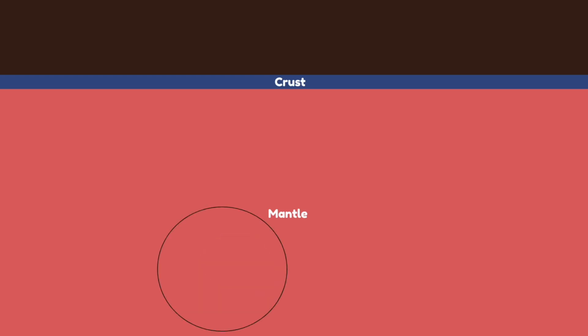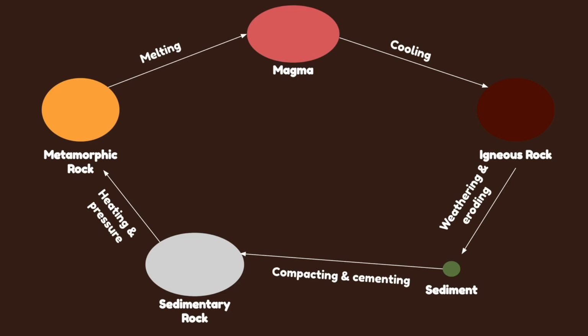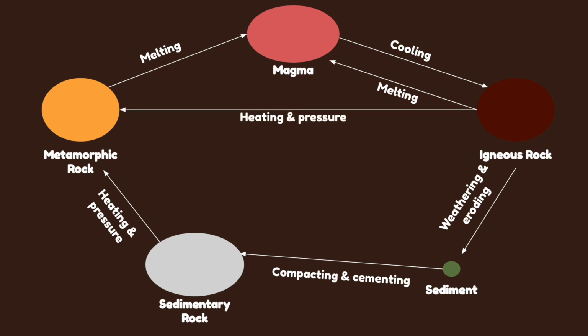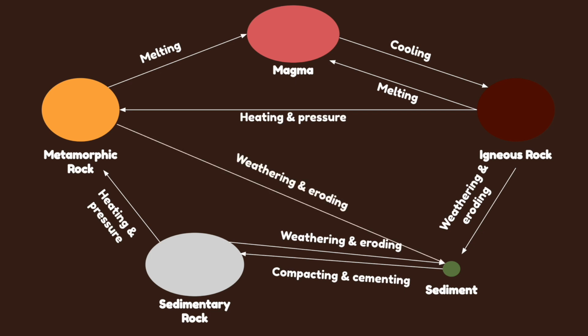In reality, though, the rock cycle is much more complex than what we have stated so far. Igneous rocks can melt back into magma. If enough heat and pressure is applied to igneous rocks, they morph into metamorphic rocks. If a sedimentary rock undergoes weathering and erosion, it forms sediments. If a metamorphic rock weathers and erodes, it also forms sediments.